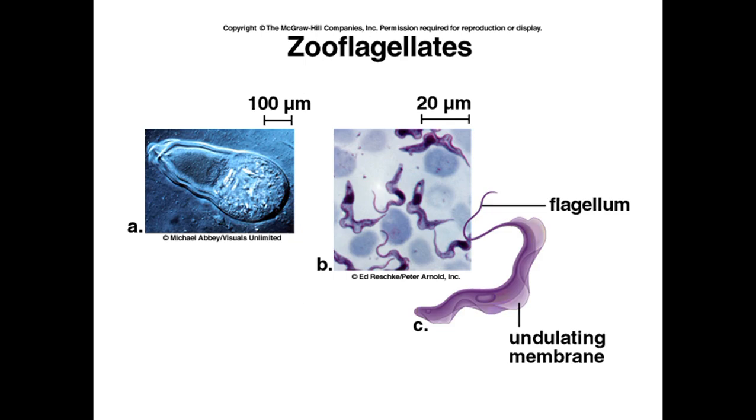This is the trypanosome. And this is in blood. So these are blood cells, these round things are. This is the little trypanosome. That's the one that causes the sleeping sickness, African sleeping sickness.